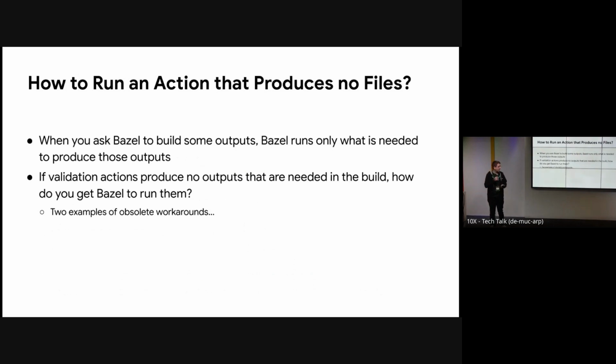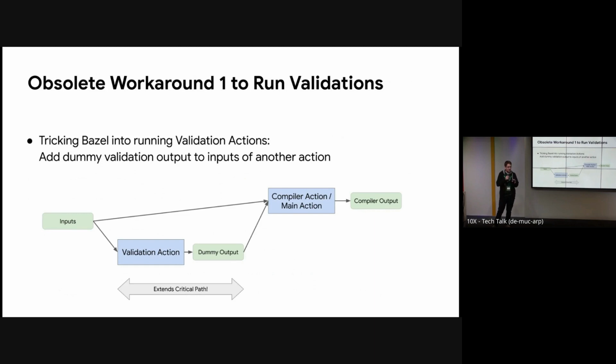So you might now wonder, if an action doesn't produce any files, how do you actually get Bazel to run that action? Historically, we have two kinds of workarounds that you could try to get a validation style action to run. What you might do is trick Bazel. You can have a validation action output some dummy output. In fact, you might even have to wrap your action in a shell script to produce an empty file, and then add that dummy output to the input of some other action in your build graph.